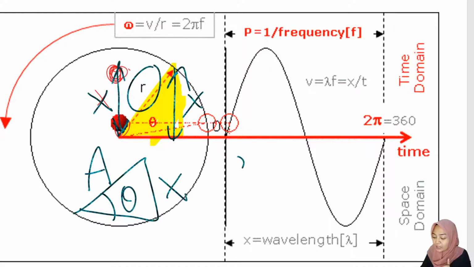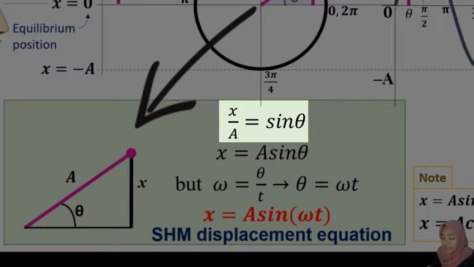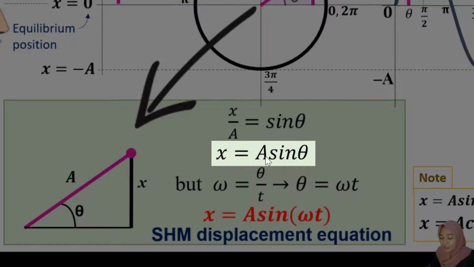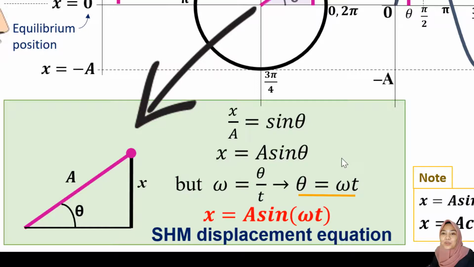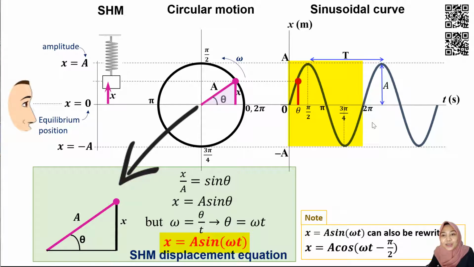So opposite and hypotenuse gives a sine. So sine theta equals x over A. You can see that x over A equals sine theta. And when we rearrange it, we're going to end up with x equals A sine theta. And we learned in previous chapter that theta equals omega t. Hence we put it in, then we can get the SHM displacement equation, which is x equals A sine omega t, which, look, matches the shape of the sinusoidal graph. So this is actually the sine graph, right?